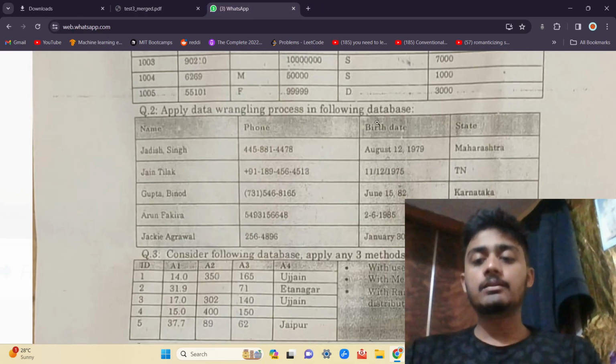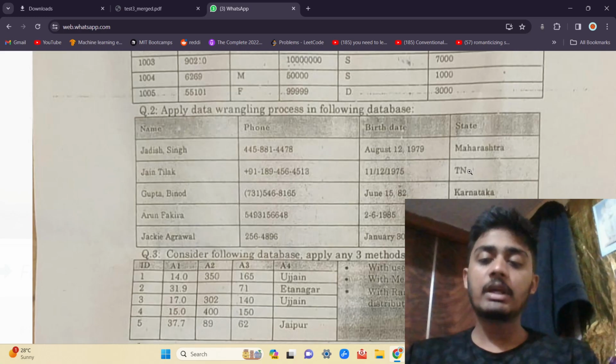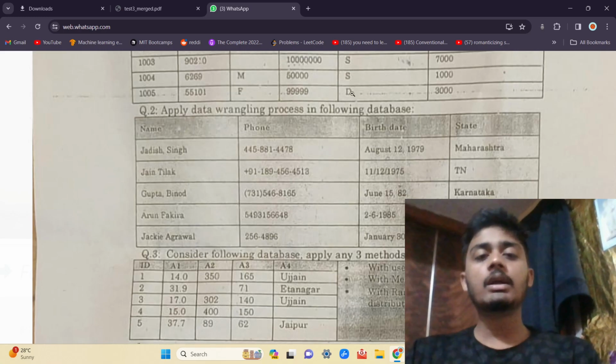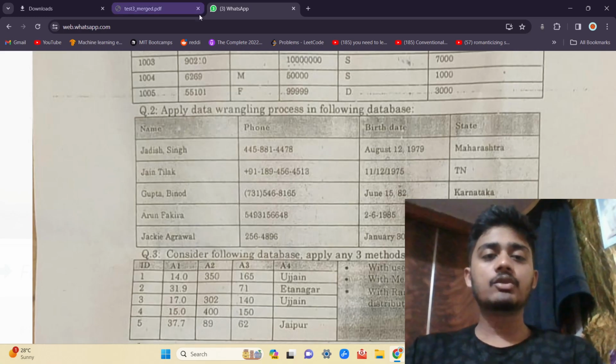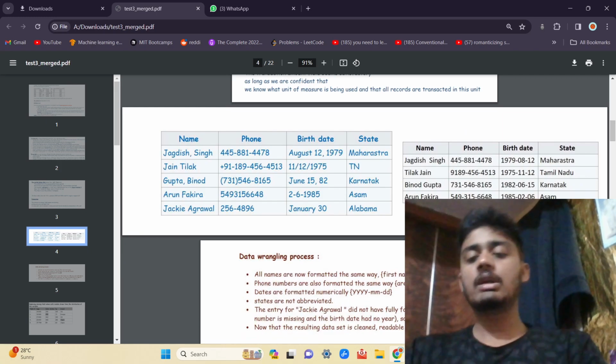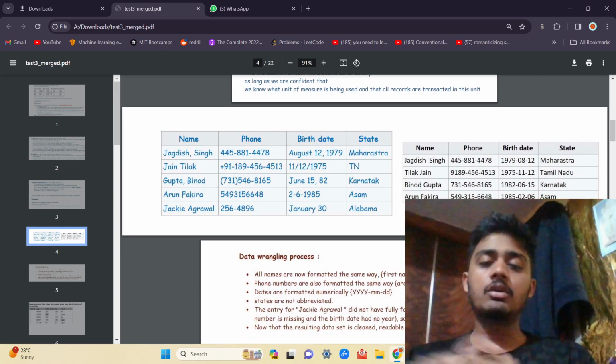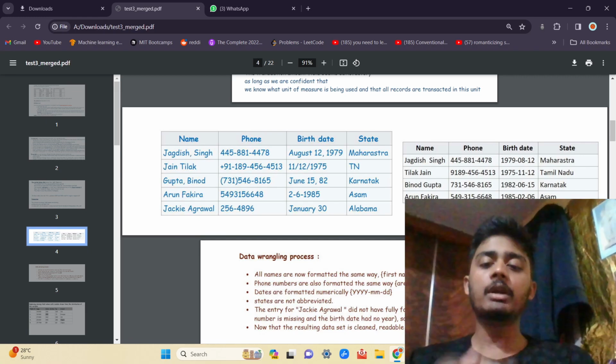Coming to the state, everything seems fine until TN comes, because TN is a short form for Tamil Nadu. So you can simply write the full form for TN, and this can be wrangled easily. Here in the solution also, TN is represented as Tamil Nadu. In this way, the data wrangling process is done, and the whole unorganized data set is organized and structured in a proper template.